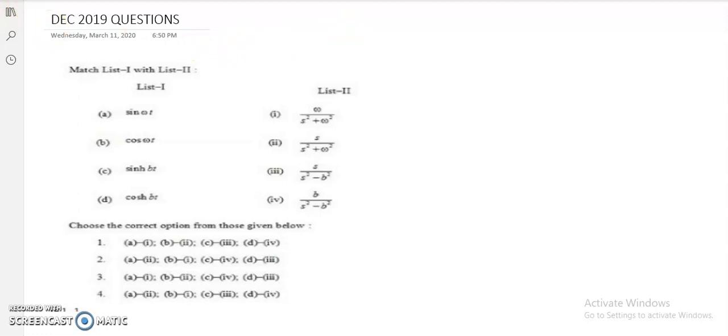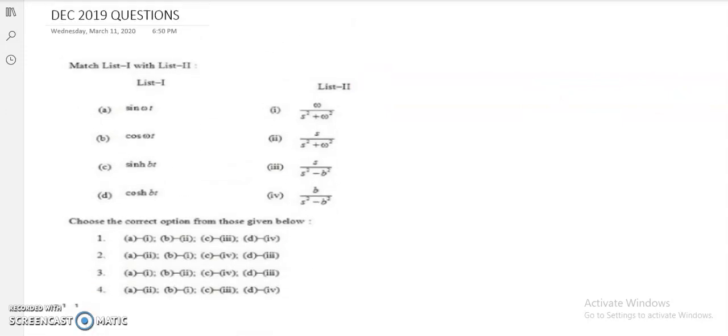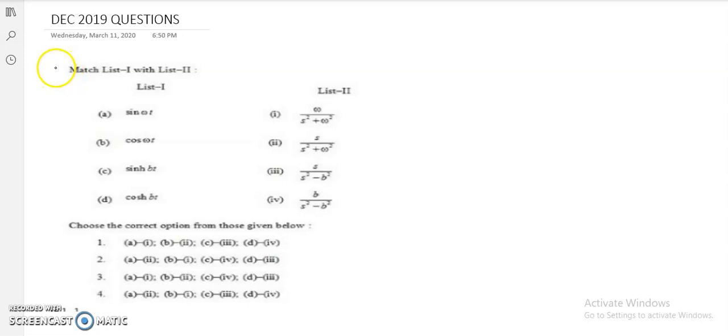In this video, we are going to see a few December 2019 electronics questions based upon the topics we discussed so far. Here are a few questions I picked up. Coming to the first one, they have given match list 1 with list 2. They have given the transforms here, the Laplace transform we have to find out: sine omega t, cos omega t, sinh bt and cosh bt.